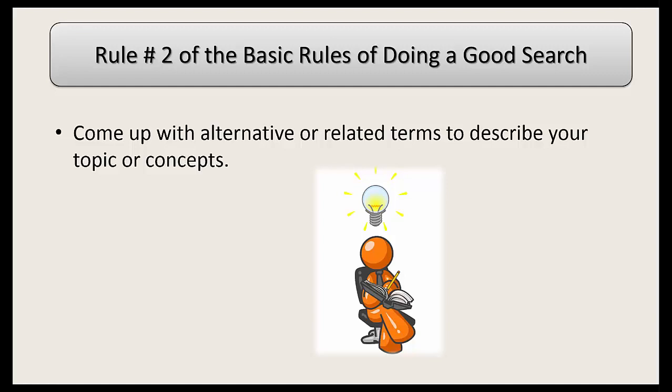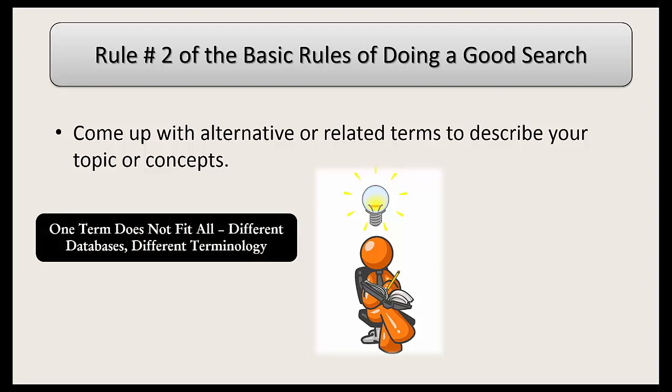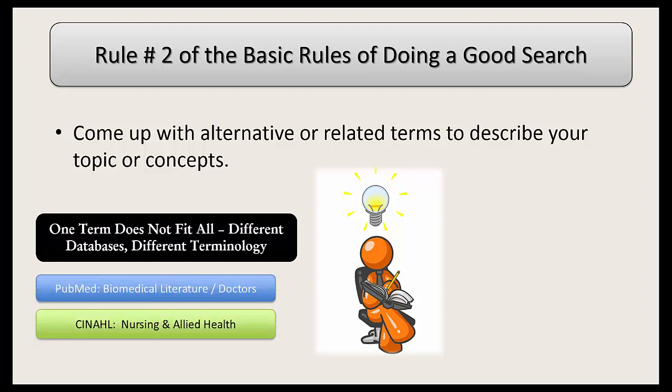Coming up with alternative or related terms is just a good practice when it comes to searching the databases. Because when you're searching, you must keep in mind that one term does not fit all when it comes to doing a search. The different databases are intended for different audiences, such as PubMed is largely biomedical literature and is focused at doctors or medicine, whereas CINAHL is focused at nursing and allied health. Therefore, because they have a differing perspective when it comes to addressing a patient, you may find that they do not address the same concept using the same terminology.